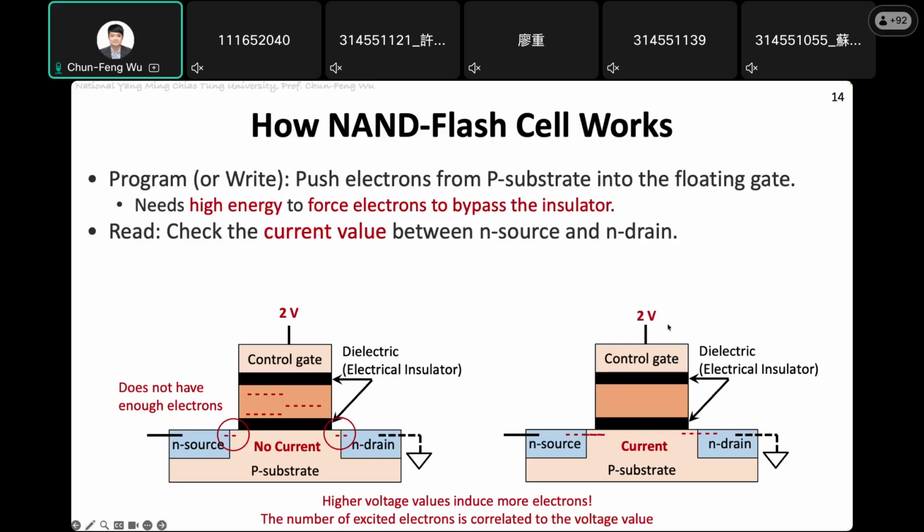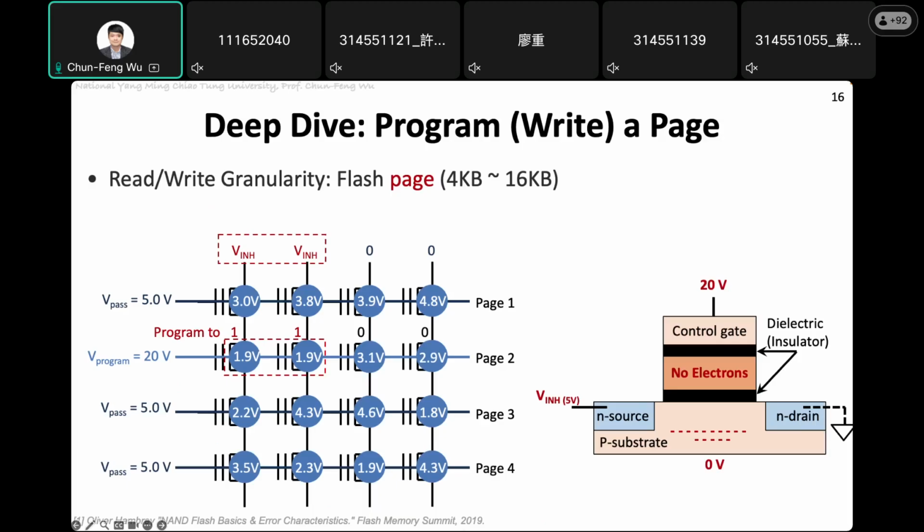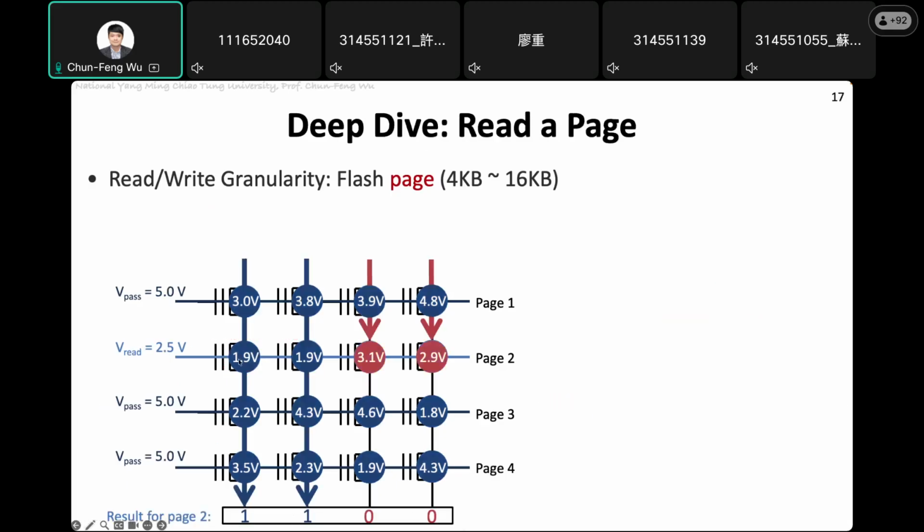But if you use too high a voltage, more than maybe 8 or 10, then those electrons have a higher chance to directly cross the dielectric. So how much voltage it should be is very carefully decided by the manufacturer. They need to do a lot of testing to know the read voltage should be 2.5 or something. It cannot be too high, because if it is too high, it becomes a program operation. The same with 2.5: if this is a lower voltage value in the floating gate, it means there are no electrons.